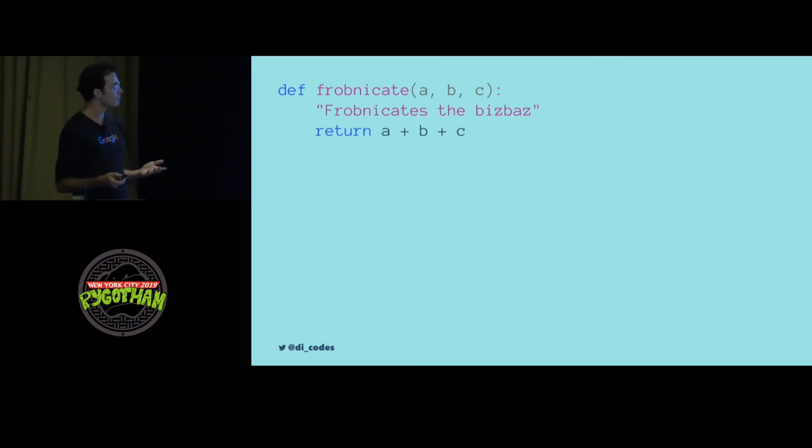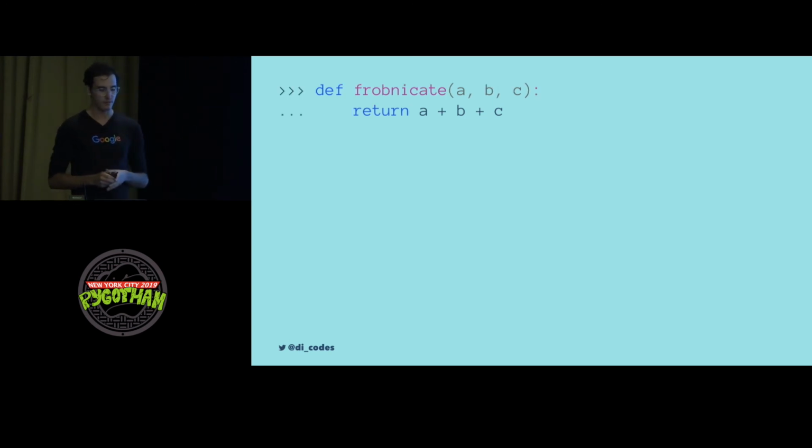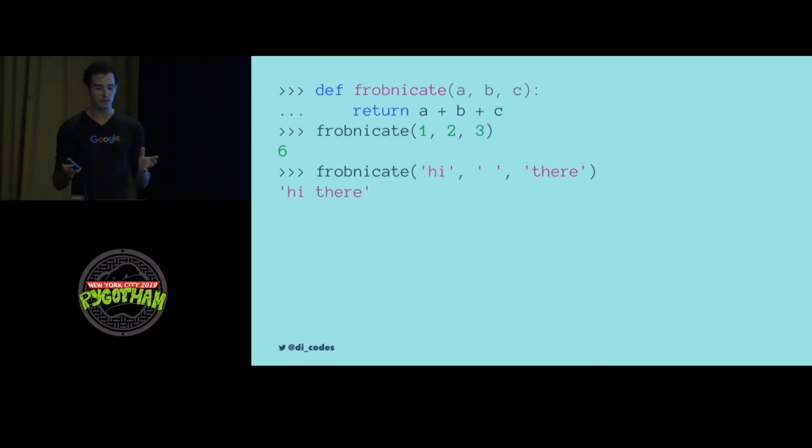Okay, maybe they could be integers, right? So yeah, if I define the frobnicate function and I call it with 1, 2, and 3, it correctly adds them all up to 6. But I could also call this function with strings, and it would concatenate the strings instead. This function can accept any of these types as arguments, and it would still work, right? It's still a valid Python function.